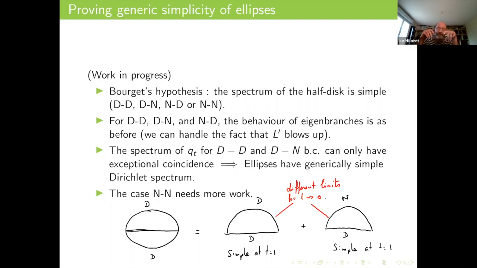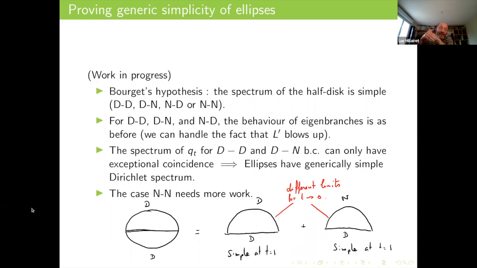And so what you know is that if you look at these two spectral problems, each spectral problem has simple spectrum at t equal 1, so that's Bourget. And now when t goes to 0, then you go to the limits that we saw before, which are different if you have Dirichlet boundary condition or if you have Dirichlet-Neumann.